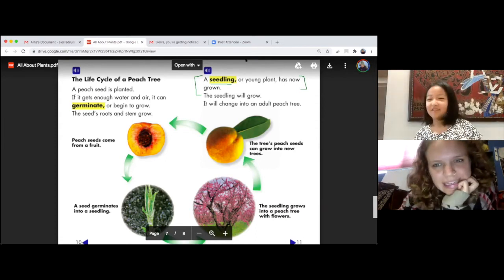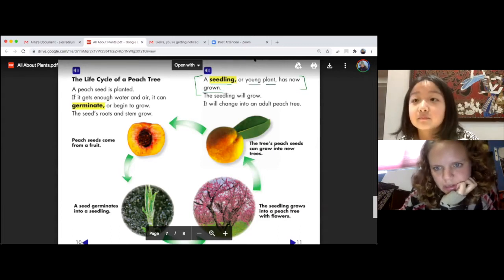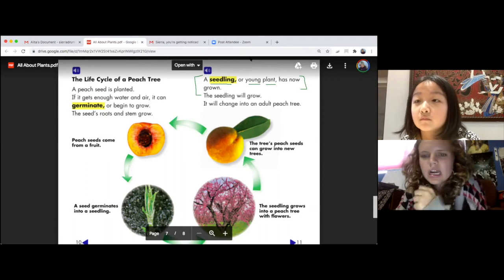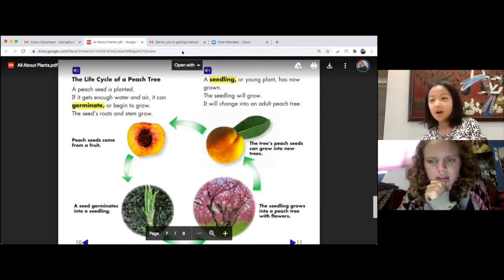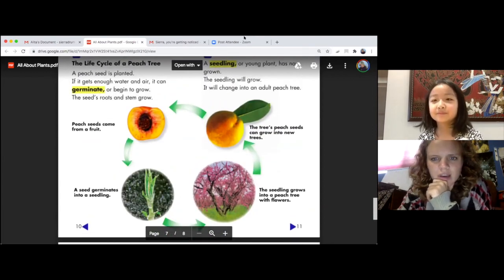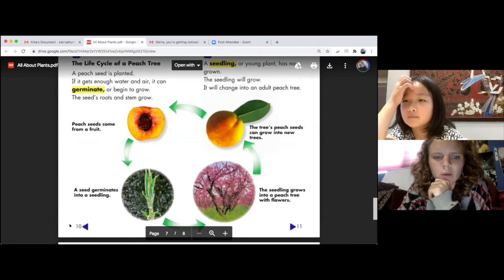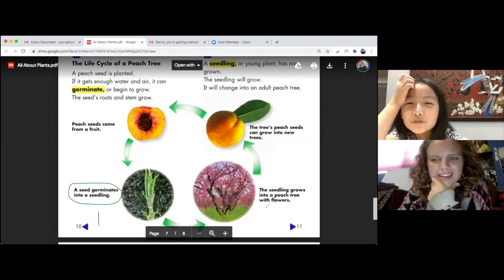Okay, so a seedling or young plant has now grown. The seedling will grow. It will change into a tall peach tree. Good. Okay, so can you tell me, out of 4, what number is this? 2. This is 1. This is 2.